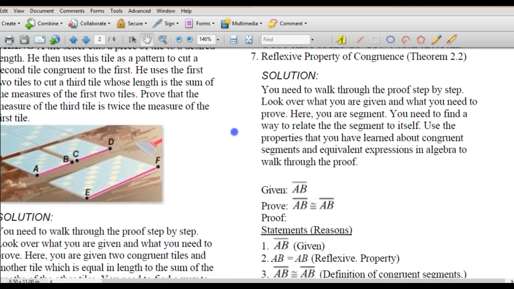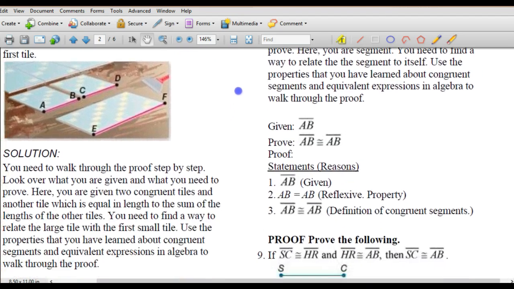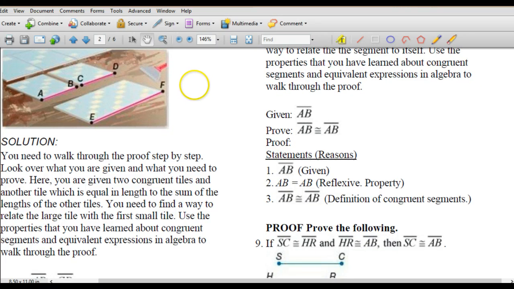So the reflexive property of congruence states that a segment will always be congruent to itself. So we are given nothing but a segment, segment AB. So in our proof, we state that we're given segment AB. Then, based off of our reflexive property of equality, that's what it should say here.